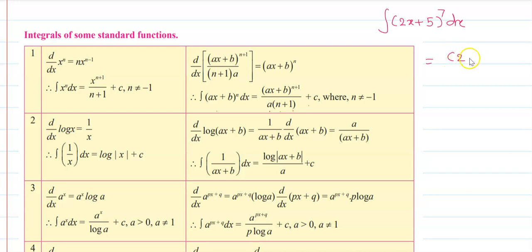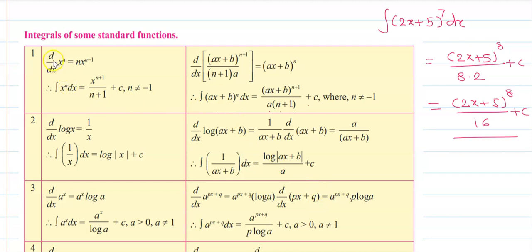The answer is (2x+5) raised to 7 plus 1, which is 8, upon 8, which is the n plus 1, into the coefficient of x. What is the coefficient of x? That is 2, into 2, plus c. Instead of that, I always say this: here we write the derivative of 2x plus 5. What is the derivative of 2x plus 5? It is 2, or the coefficient of x, and hence its integral is (2x+5) raised to 8 upon 16 plus c, and we get the answer.